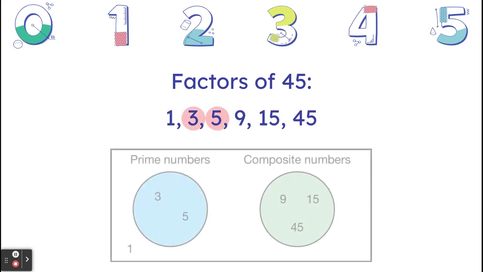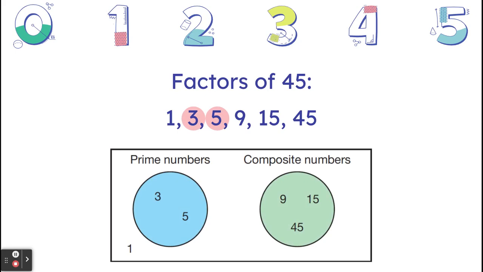Now, I notice that some of these numbers are prime numbers. So we can sort the factors into 2 categories. 3 and 5 are prime numbers, 9, 15, and 45 are composite numbers, and 1, as we know, is kind of in a category all its own, so it's off to the side.